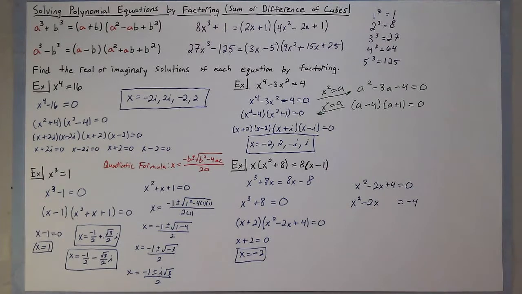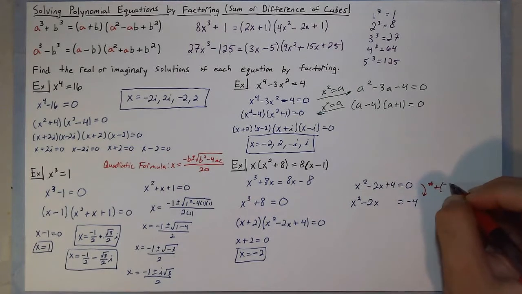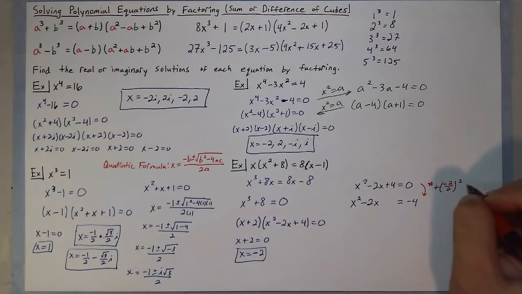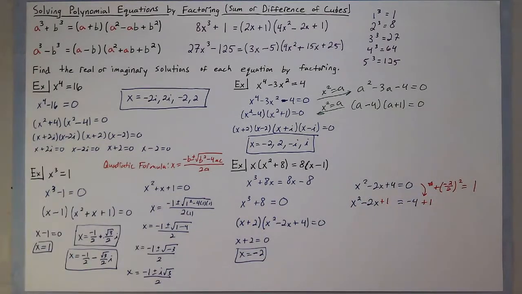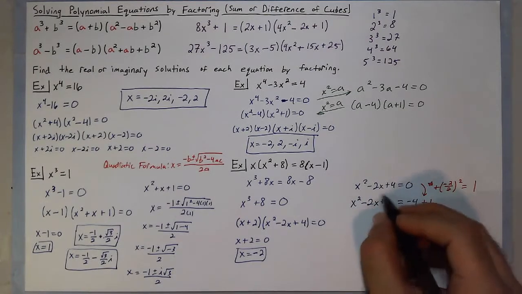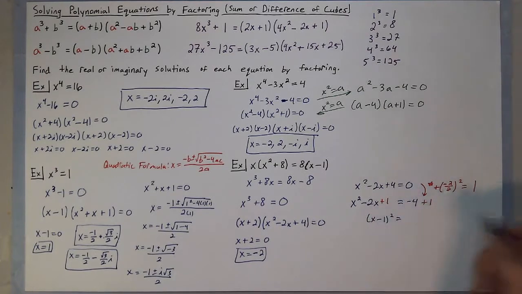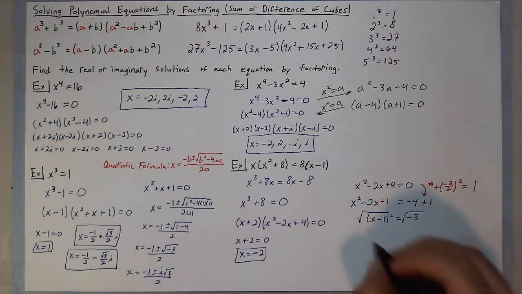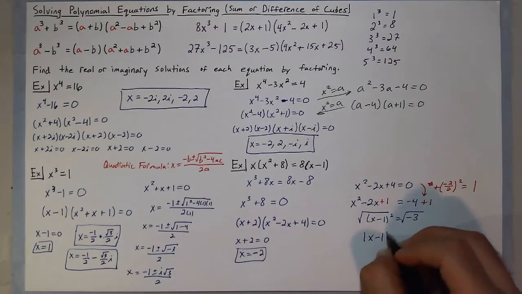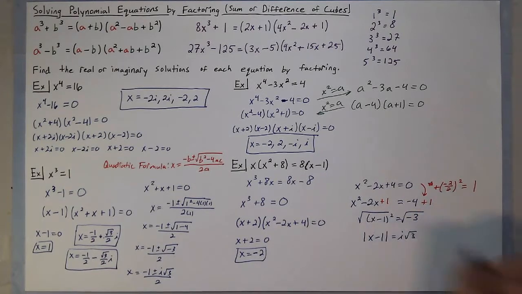And then I need to add whatever half of the b term, -2, squared is. So that's -1 squared, which gives me 1. So I'll add 1 to both sides, leaving me with that perfect square trinomial on the left, which factors into x minus 1 squared, equals -4 plus 1, which is -3. I'll take the square root of both sides of my equation, giving me the absolute value of x minus 1 equals, this simplified, just i square root of 3.